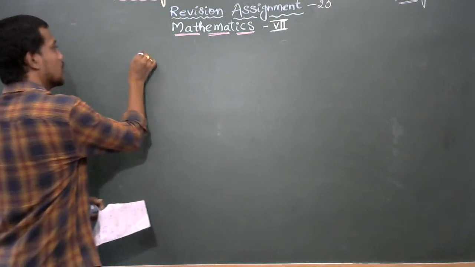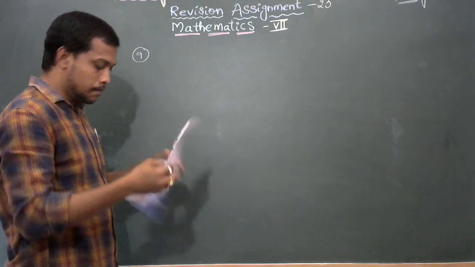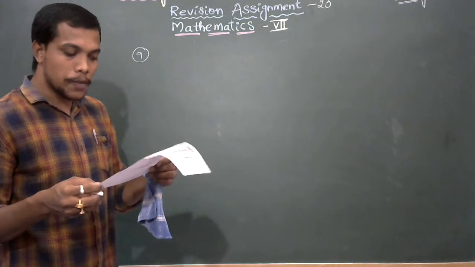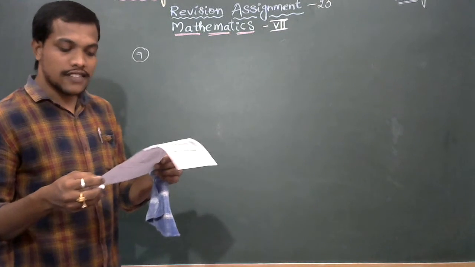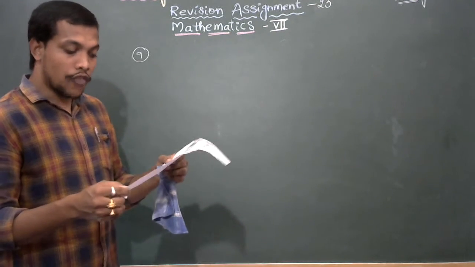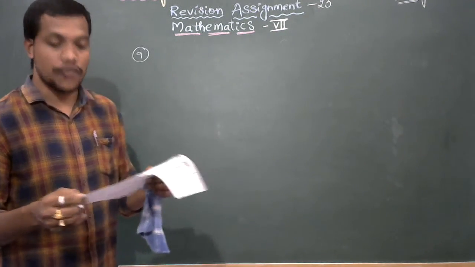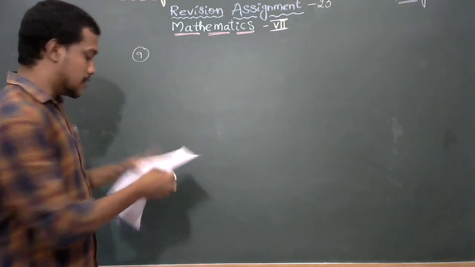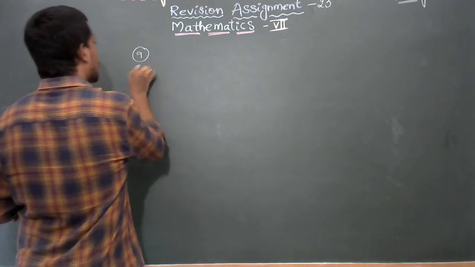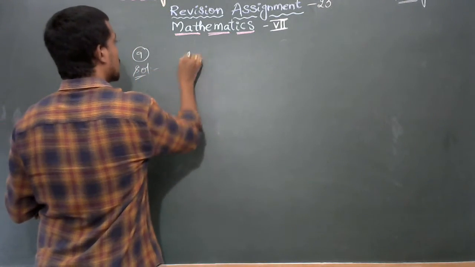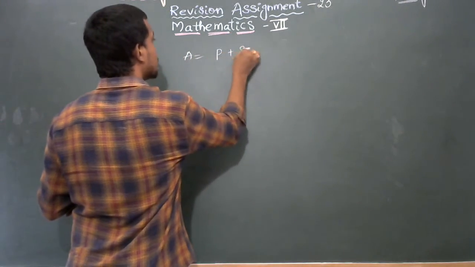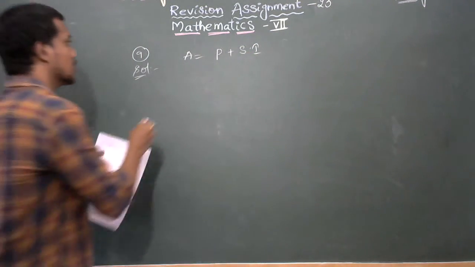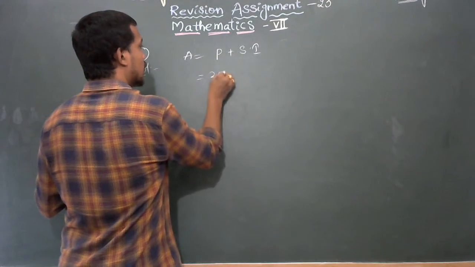Now the ninth one. If you invested 200 rupees in an account that paid simple interest of 4%, find the maturity value after 1.5 years. See, here we should find the amount. So amount equals principal plus simple interest. Here given principal 200.